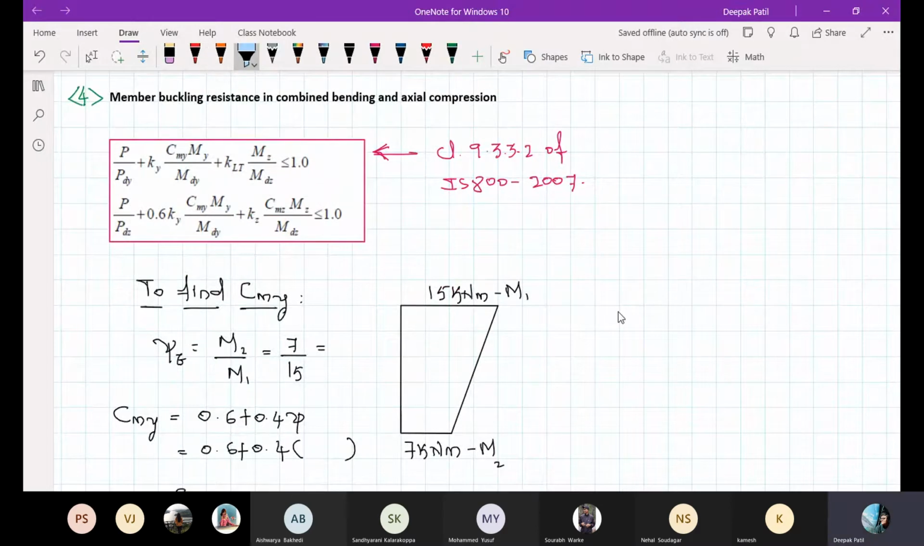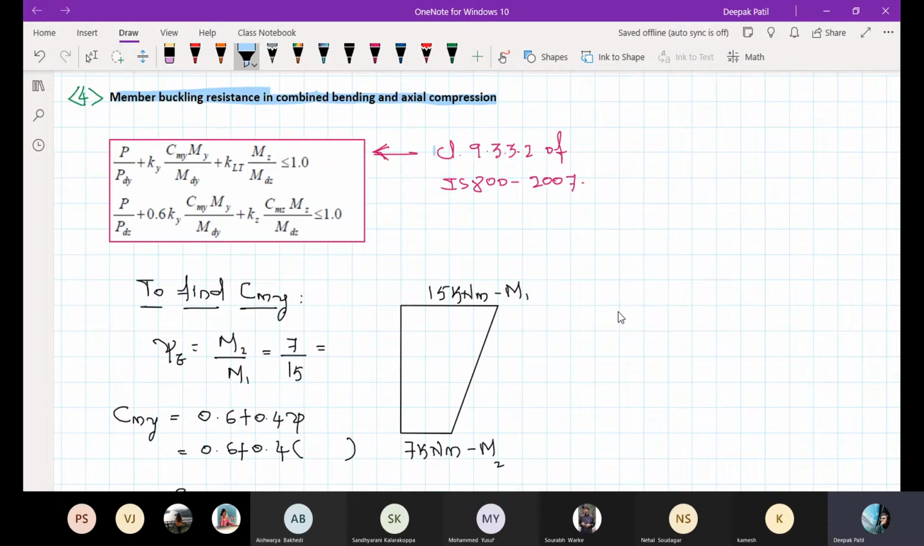The fourth check is member buckling resistance in combined bending and axial compression. This is a bit different from the previous example, because now many more terms are involved, as the column is subjected to both major and minor axis bending. There are two interaction formulas which you have to check, and the values of both of them should be less than or equal to 1.